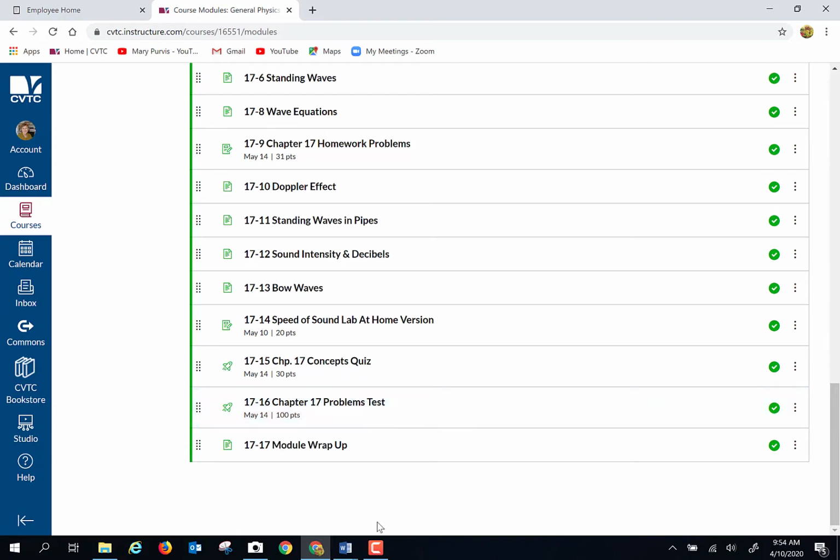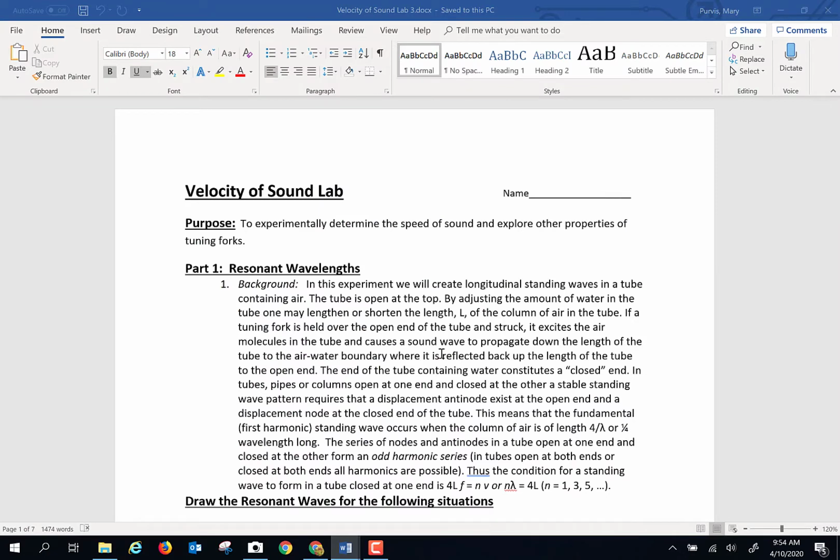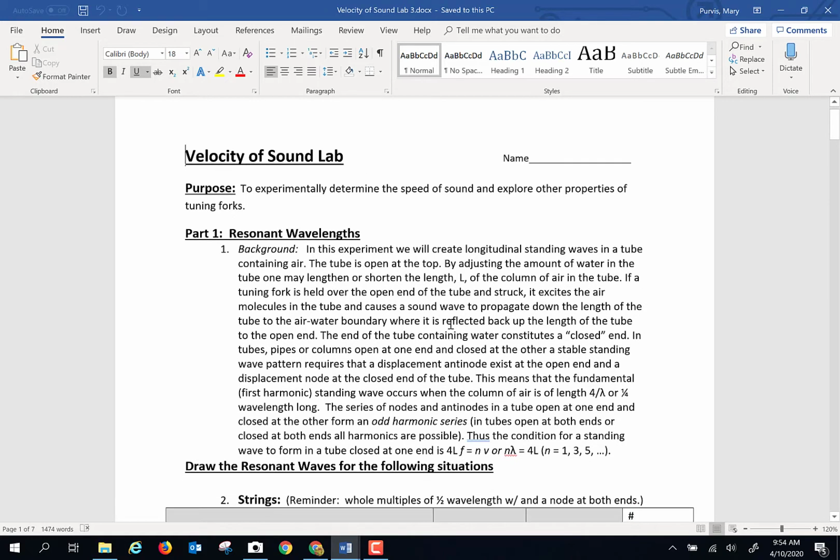Let's go forth and take a look at the lab. As always, we're going to start with the paper version of the lab, and then we are going to transition to what changes have been made because you're doing this at home. The first part of the lab looks almost identical in the at-home lab versus what you have in your packet.